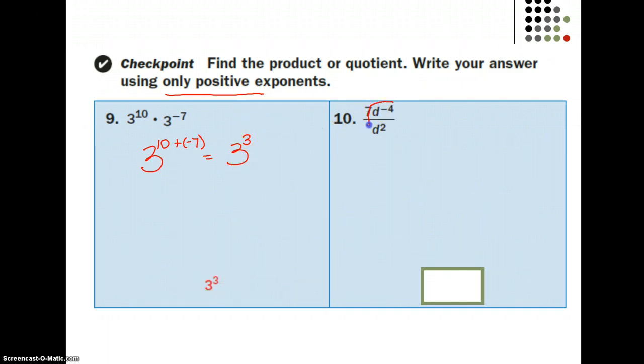For number 10, we need to look at simplifying the d's. It's division. Keep 7 in the denominator. So we have negative 4 minus 2. Add the opposite. We have 7d to the negative 6th power. Take the d to the negative 6, and we want to put it into the denominator. 7 is in the numerator, d to the 6th power in the denominator.